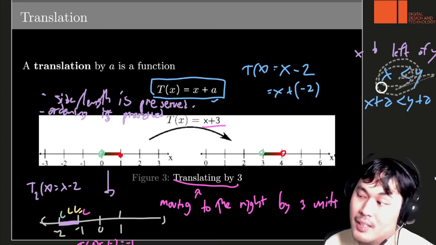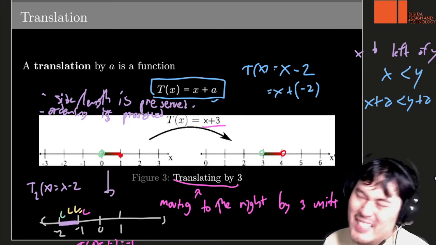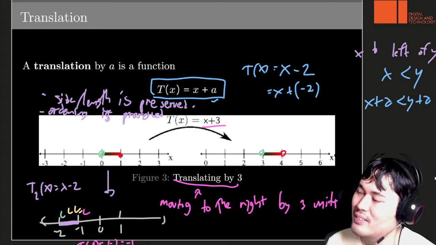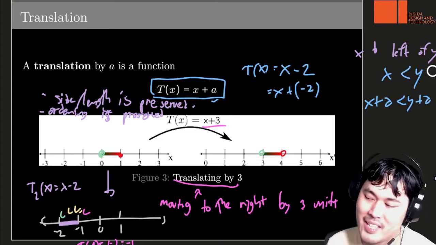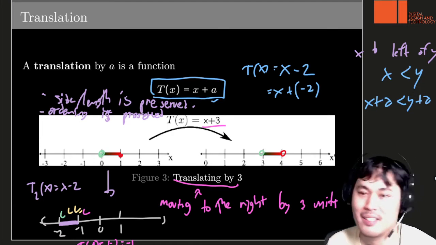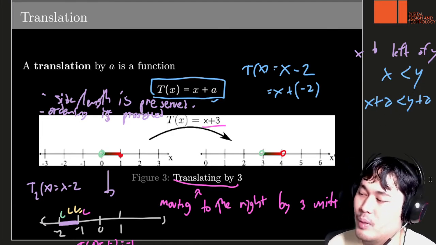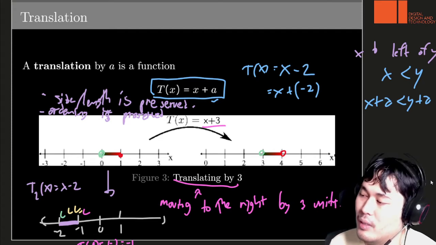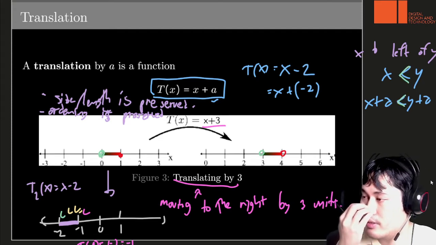Because within the subject of inequality, we have a property that we can add the same number on both sides and keep the inequality symbol.